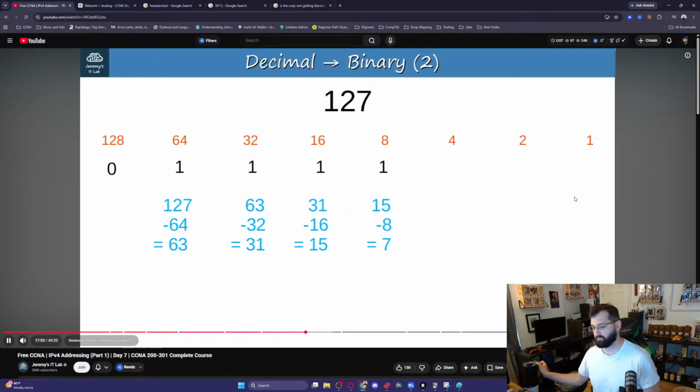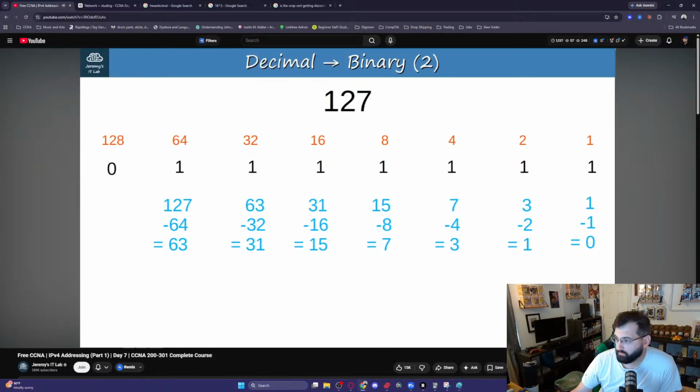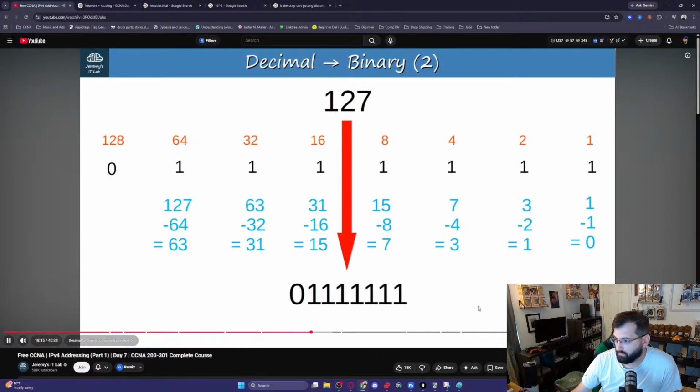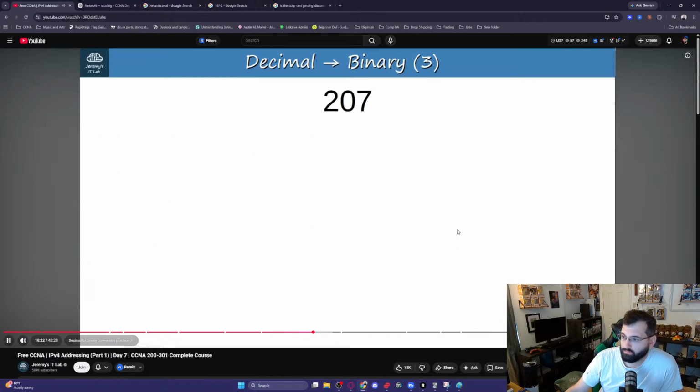And write a 1 under 8. You're left with 7, so subtract 4 from 7, you get 3 and write a 1 under 4. Subtract 2 from 3 and write a 1 under 2. Finally, subtract 1 from 1 and you're left with 0. There's our answer. Decimal 127 in binary is 01111111.